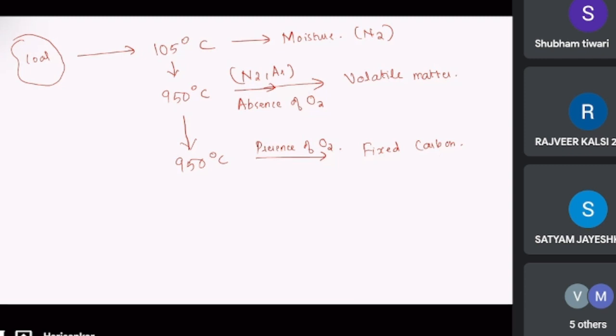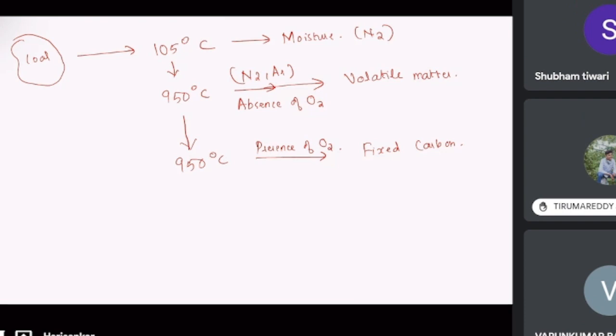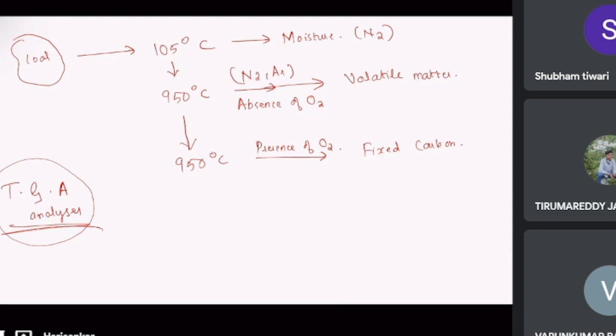True. Yes, true. What you are saying is actually true. I am just showing this flowchart because this is the procedure. I don't know if you know about thermogravimetric analyzers or TGA analyzers. This is basically the procedure that is followed in a thermogravimetric analyzer. You heat it at 950 to find the volatile matter, and here this is not a direct measurement. What you said is actually right.